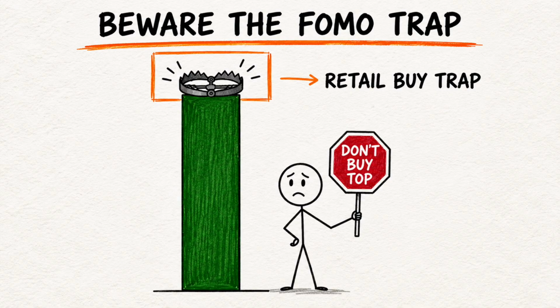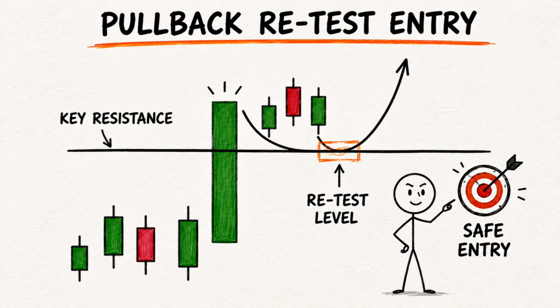Answer: be careful. This is where 80% of retail traders fall victim to FOMO, fear of missing out, buying at the top and getting trapped. The correct way is, when a momentum candle breaks a key resistance level, you wait for a pullback, retest. A retest after a breakout offers the safest entry.